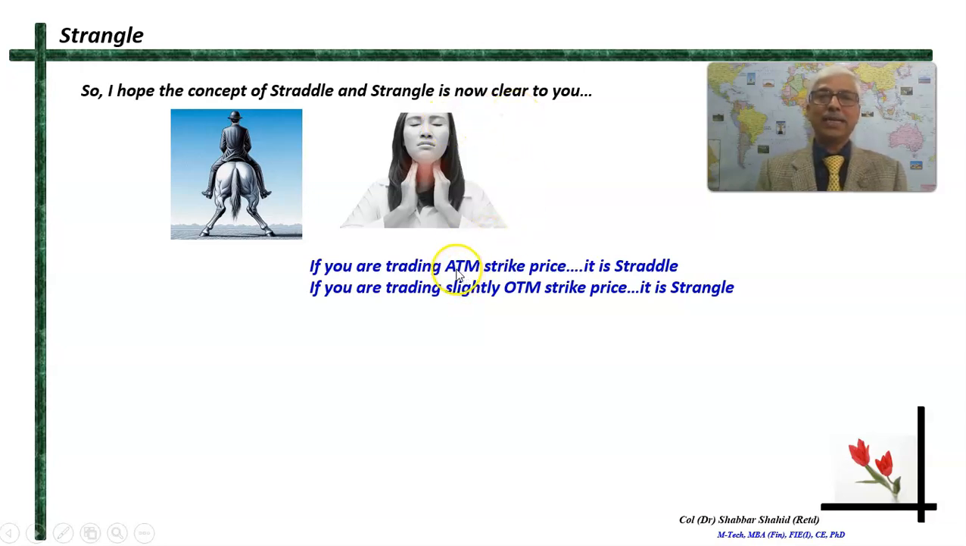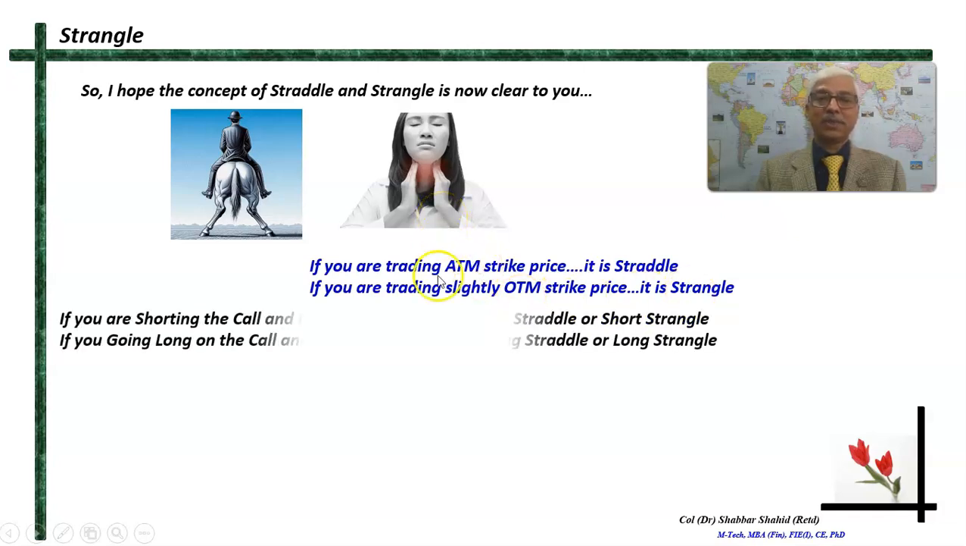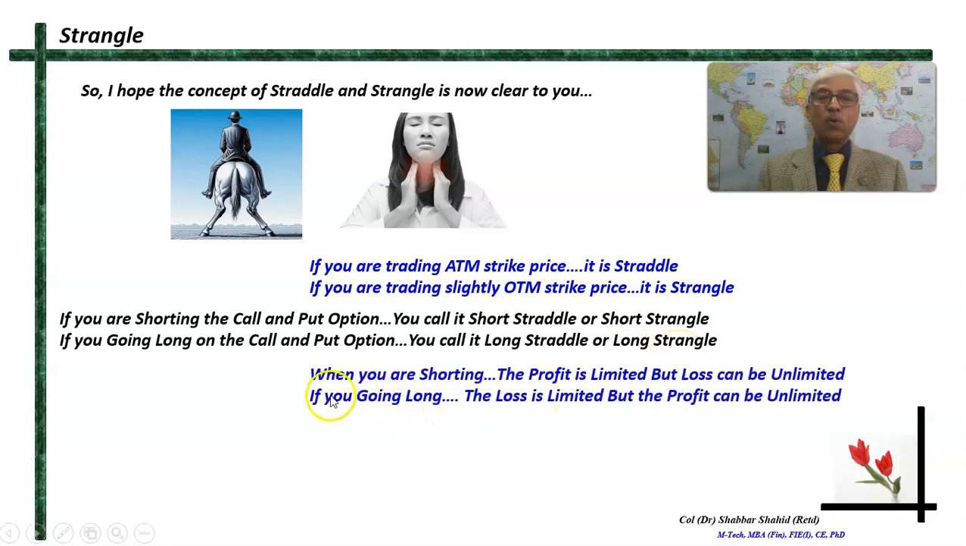Let us just quickly recapitulate them because they are similar. If you are trading ATM strike price, then it is a straddle. If you are trading slightly OTM strike price, then it is a strangle. If you are shorting the call and put option, then it is a short straddle or short strangle. If you are going long, then it is a long straddle or long strangle. As simple as that. When you are shorting, the profit is limited, but loss can be unlimited. When you go long, the loss is limited, but the profit can be unlimited.